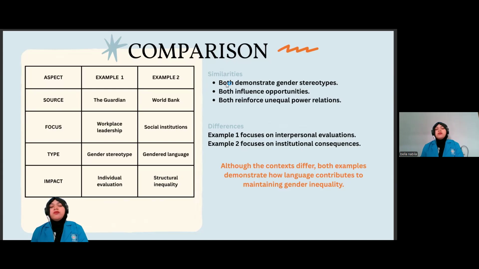The similarities between example number one and number two: both demonstrate gender stereotypes, both influence opportunities, and both reinforce unequal power relations. The differences: example number one focuses on interpersonal evaluation, and example number two focuses on institutional consequences. Although the contexts differ, both examples demonstrate how language contributes to maintaining gender inequality.